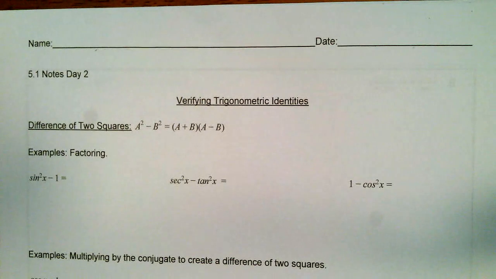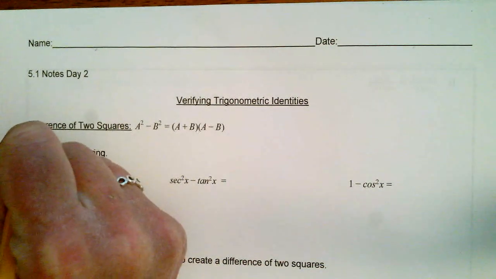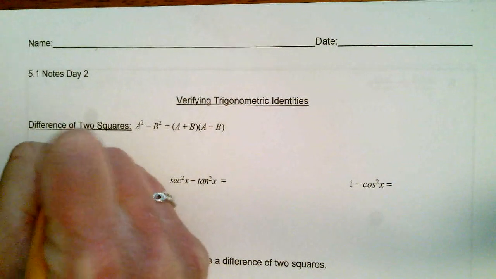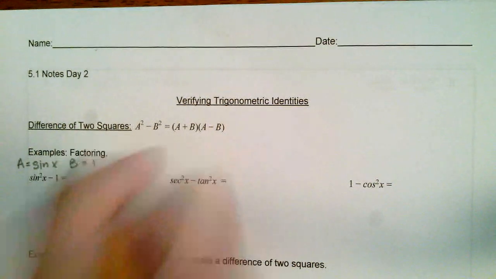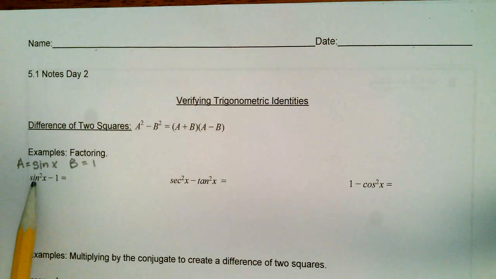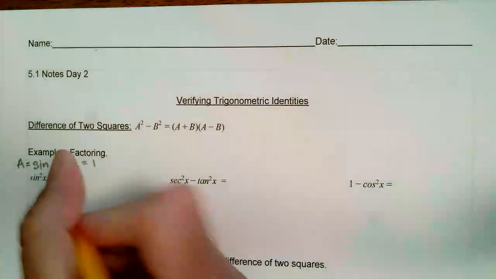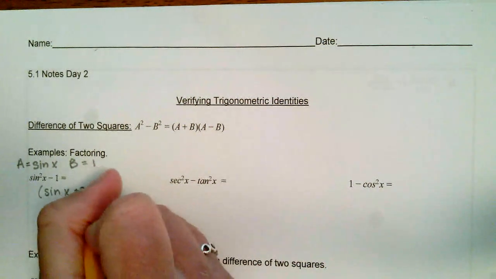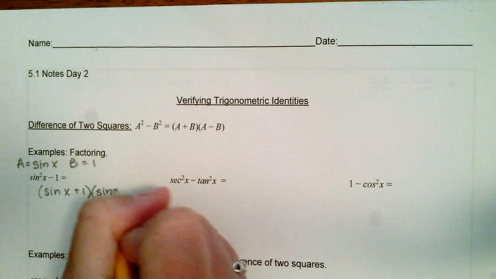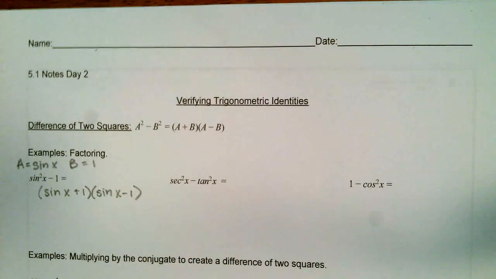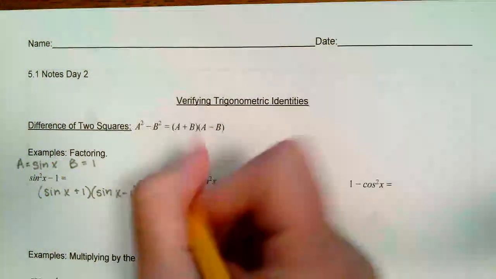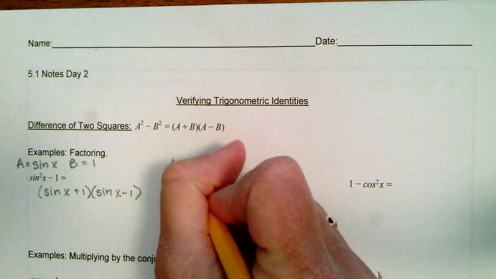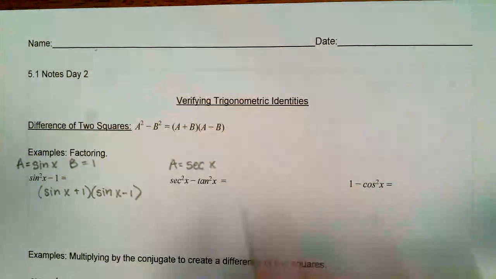So for sine squared x minus 1, I'm going to let a be sine x, and I'm going to let b be 1. Okay, so I can see that I have a squared minus b squared. So this is going to factor into sine x plus 1 times sine x minus 1. Okay, so this is going to be a trick for verifying trig identities, and you want to be able to get this pretty quickly.